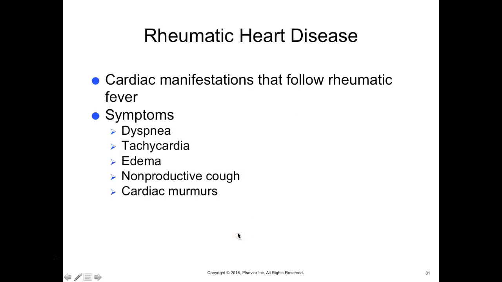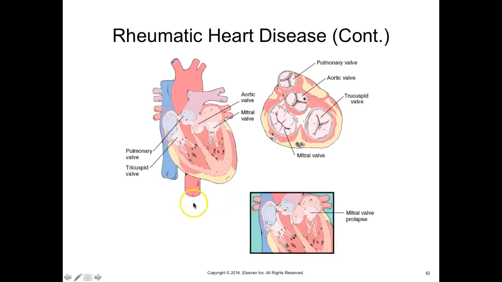So rheumatic heart disease, cardiac manifestations that follow rheumatic fever: dyspnea, tachypnea, edema, non-productive cough, and cardiac murmurs. So this is just showing some areas here, the valves that can be affected. So we have the pulmonary valve, tricuspid valve, aortic valve, and the mitral valve. And this is showing mitral valve prolapse.